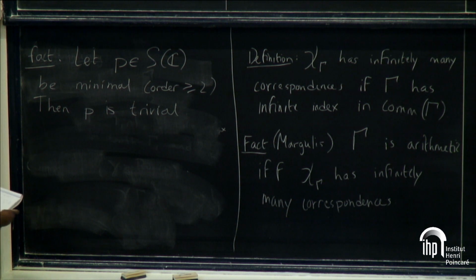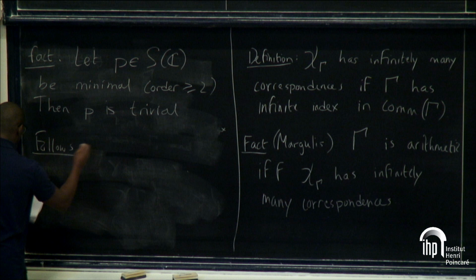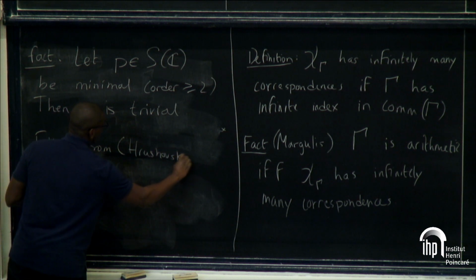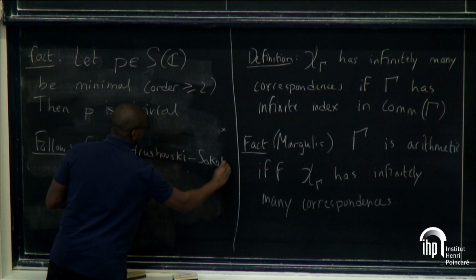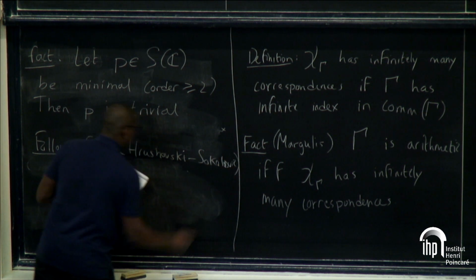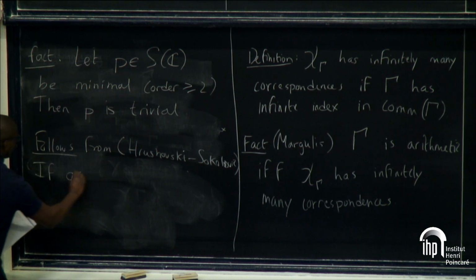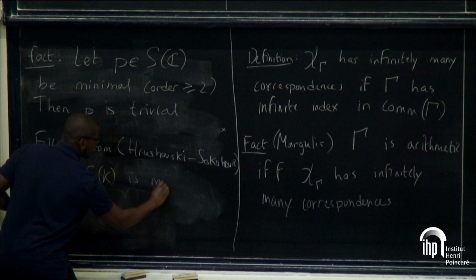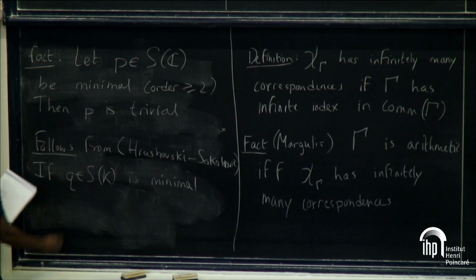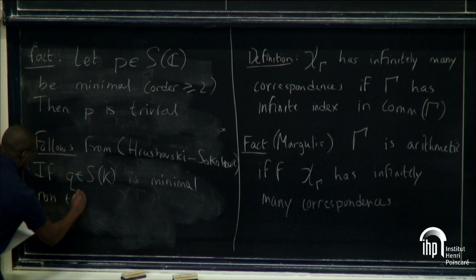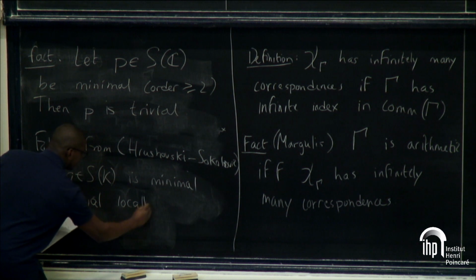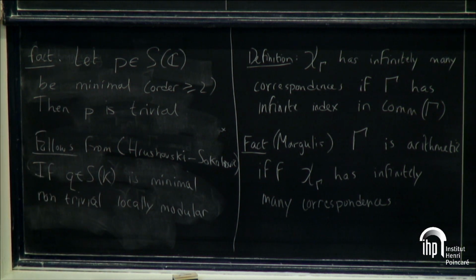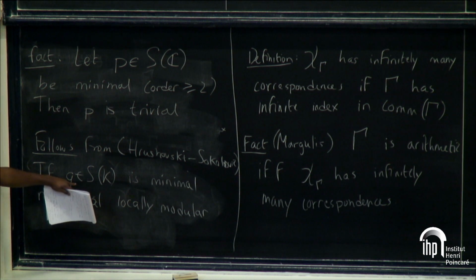And that follows, again, from the work of Hrushovski and Sokolovic, that if you have a type over a differential field K that is minimal, locally non-trivial, locally modular, then it's non-orthogonal to a Manin kernel that's defined over the algebraic closure of K.